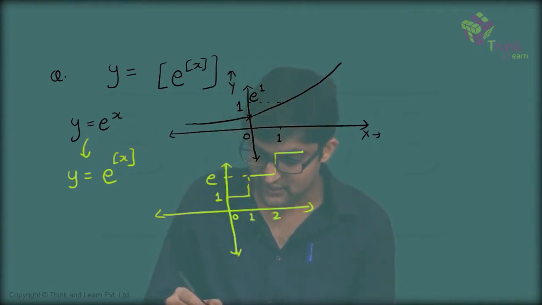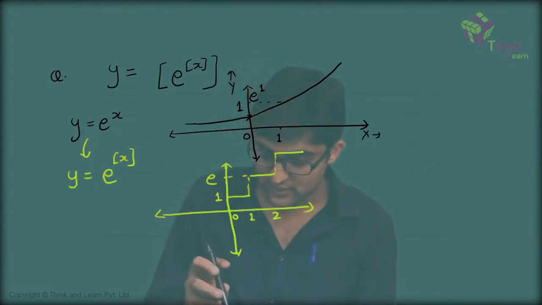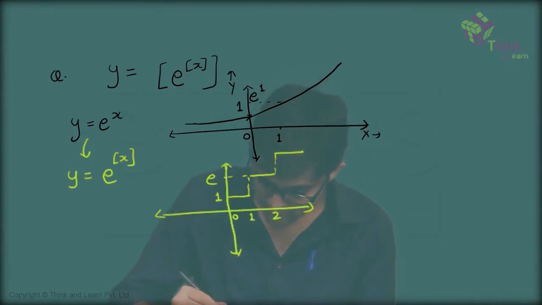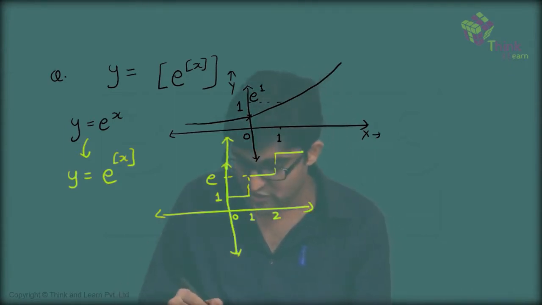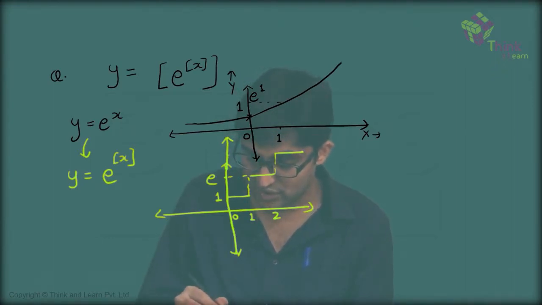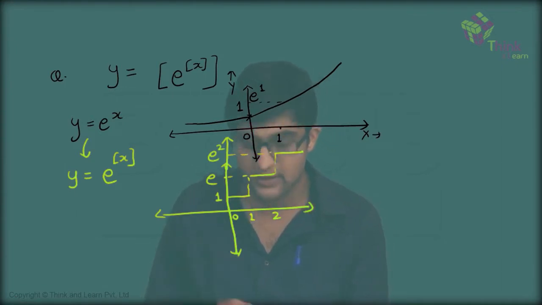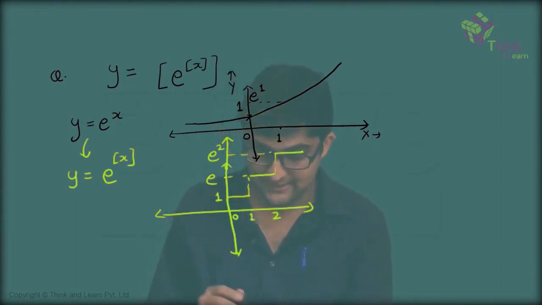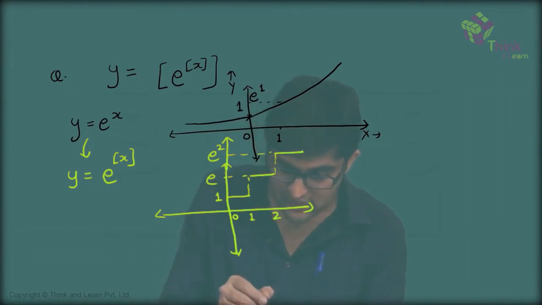So you can see that corresponding to 0, the curve value is 1, corresponding to 1, the curve value is e, corresponding to 2, the curve value is e square, and so on. So this is how your graph will look like, right? No, but that's not what you want, right?